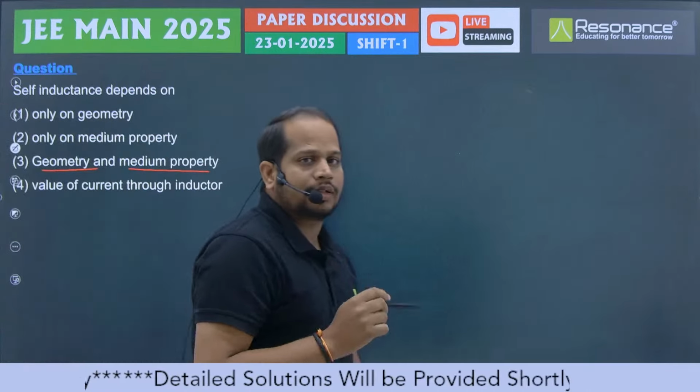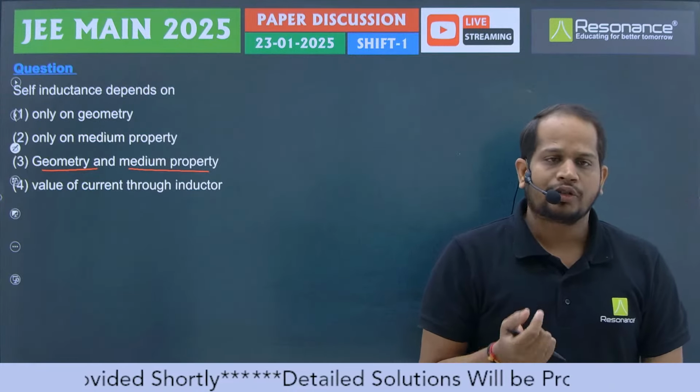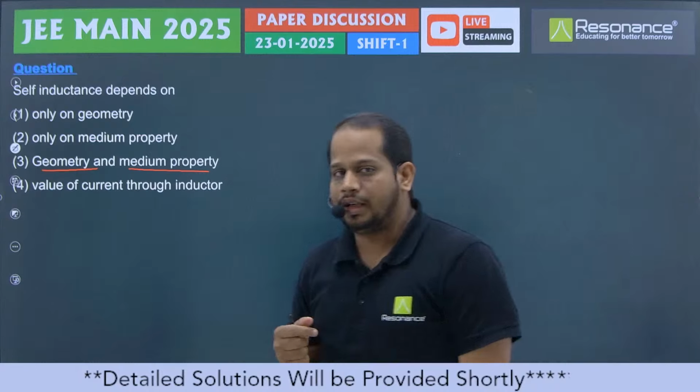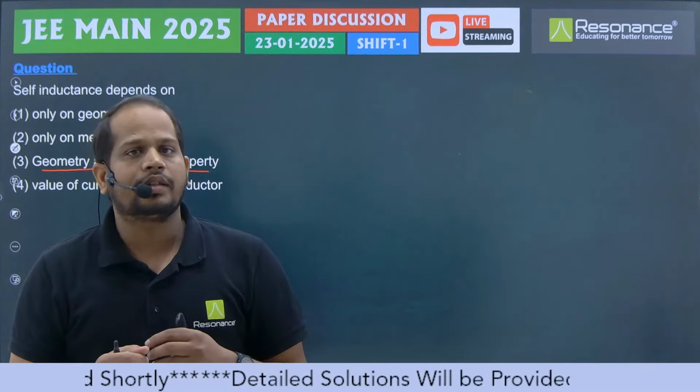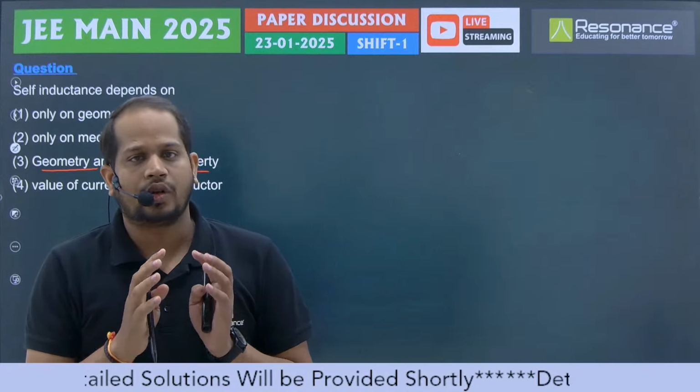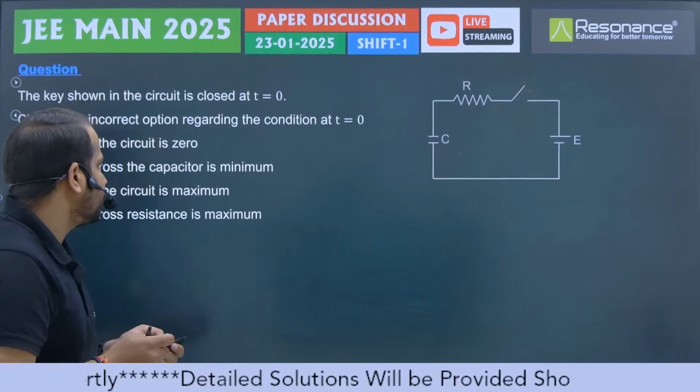If we are considering a particular case, let's say the solenoid over there, it's mu naught n square v, right? So basically during the lectures we have told you the self-inductance is a property of the geometry, the configuration of that coil, and the medium available, right? Now let's see this one.